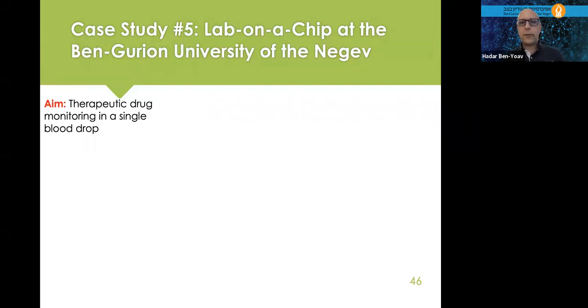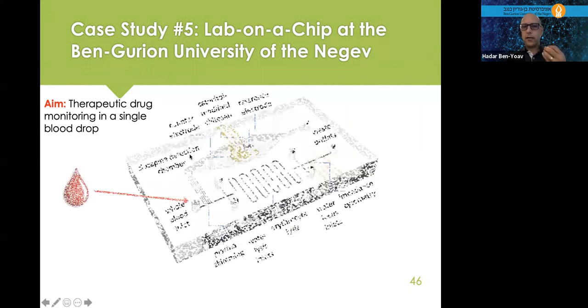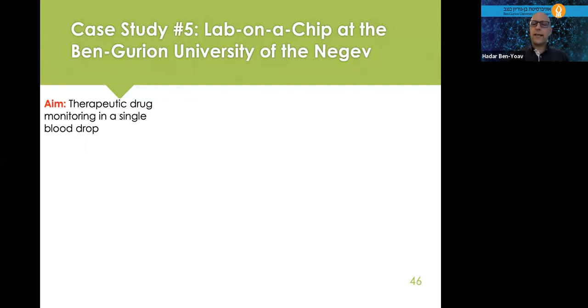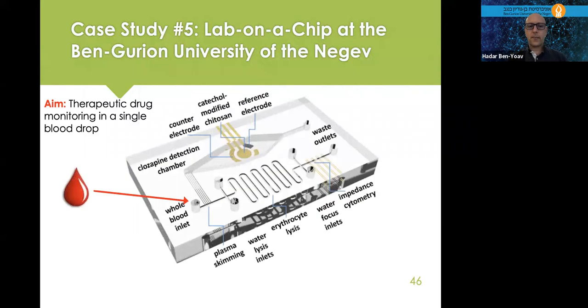So we came up with this need with the goal to develop a point of care testing device to measure the levels of the drug, but also to measure another side effect, that the white blood cell levels will decrease. So you want to measure the levels of the drug in the blood and also the levels of the white blood cells to see that they are not decreasing.